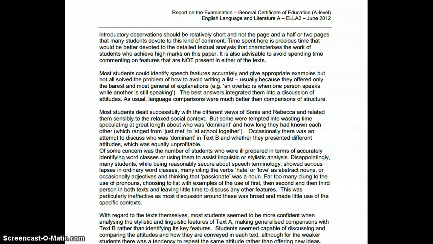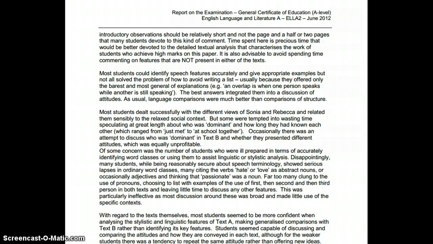It is also advisable to avoid spending time commenting on features that are not present in either of the texts. Some of you are still doing this, so you're looking at adjacency pairs in one and then saying that they don't exist in the other because it's a prepared or an edited speech. It's not appropriate to say that, and it's not actually analysis that's going to get you any marks. Yes, it's a good spot and it shows that you're aware of the different contexts of each extract. However, it's not going to get you any marks in the analysis or comparison stakes.